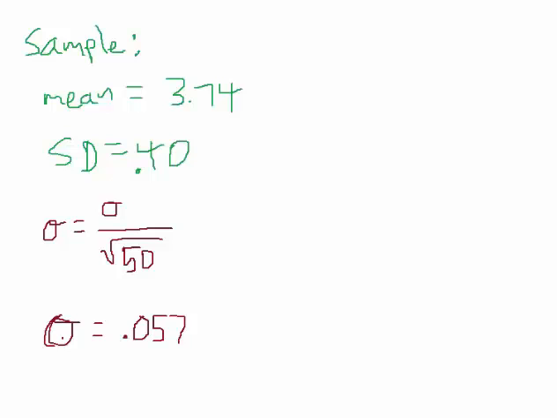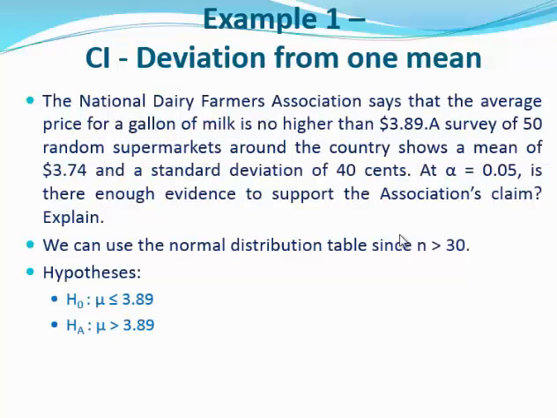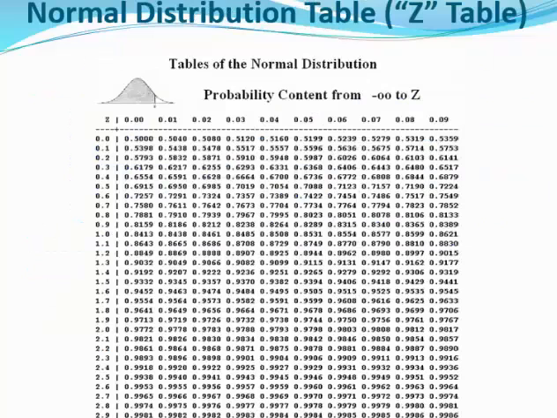Okay, well, what did we say we wanted? Back to our example. We wanted the alpha to be 0.05, which means 95% confidence. And so we're going to look on the normal distribution curve. We have more than 30 samples. So we're going to look at the normal distribution table.